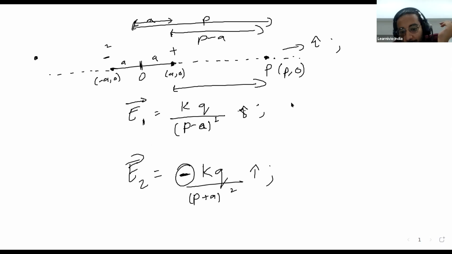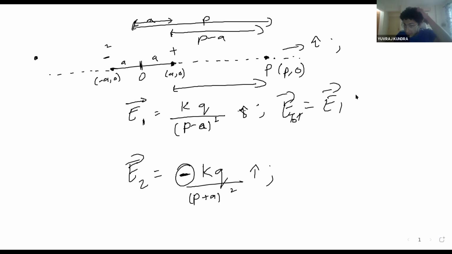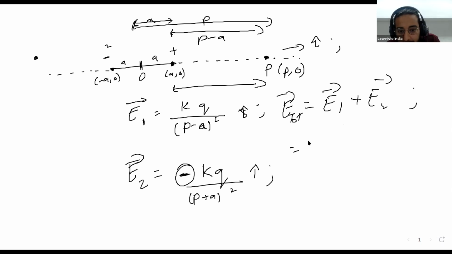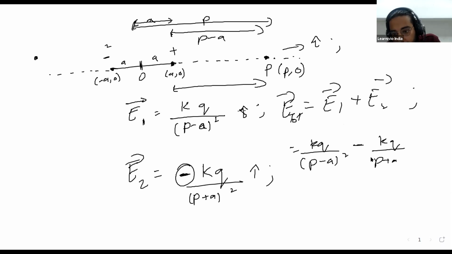Okay, so what will be the total field? Well, it will just be E1 plus E2, as says the superposition principle, correct? Yes, sir. So let's just add them. What do you have? You have KQ over P minus A whole squared minus KQ over P plus A whole squared. In what direction? In the direction I cap. Lovely.